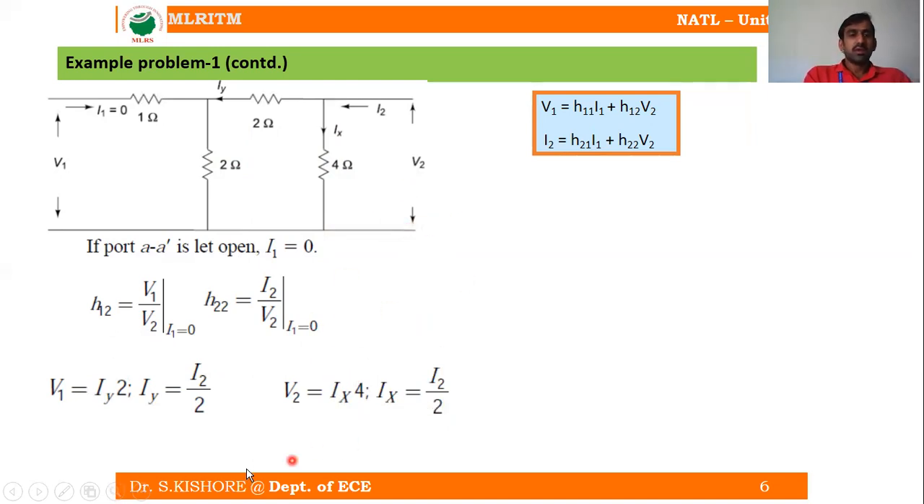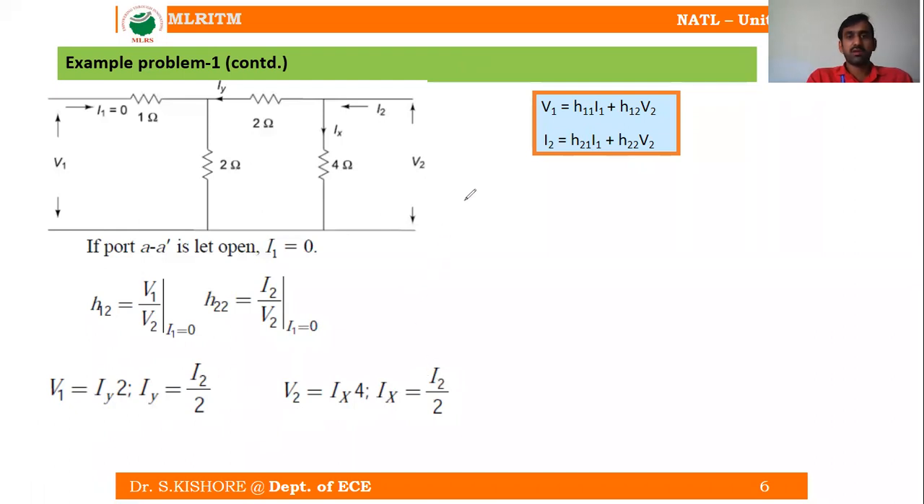So now from these four equations, that is V1 is equal to 2Iy, and Iy is equal to I2 by 2, and V2 is equal to 4Ix, and Ix is equal to I2 by 2, we can easily get H12, which is equal to V1 by V2. So how can we get this? First we require V1 by V2. Here V1 is in terms of Iy, but V2 is in terms of Ix. But we know the value of Iy in terms of I2 and Ix also in terms of I2.